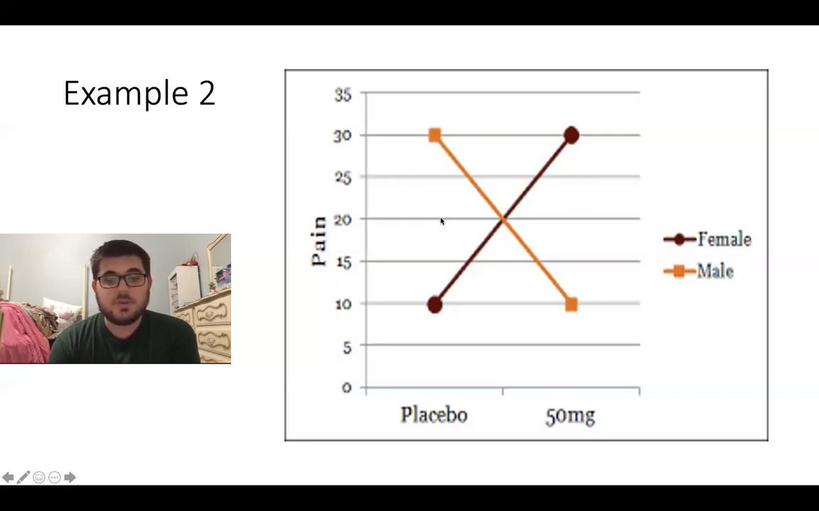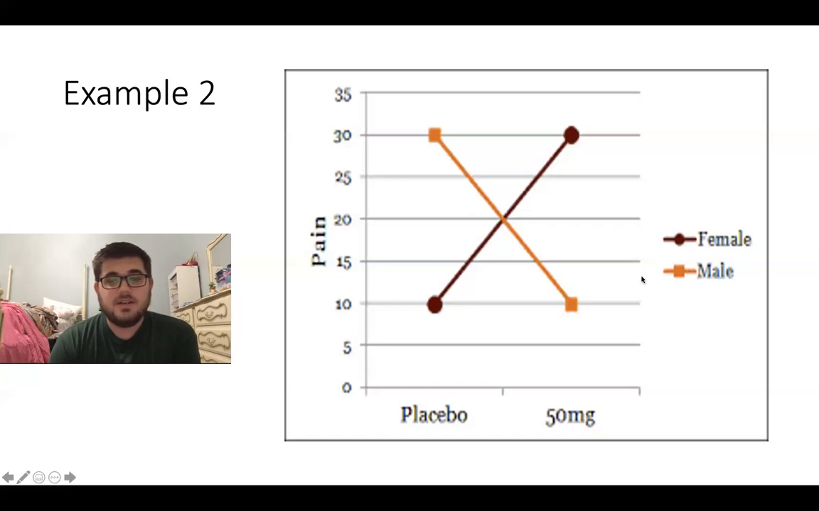Overall, in the placebo group, there's an average of about 20 when you average over women and men, because we're talking about a main effect of placebo versus 50 milligram. Do the same thing in the 50 milligram group, and you still get a 20. Women report a 30, men report a 10. Average those together, you get 20. 20 versus 20, that's no difference at all. So there's no main effect of placebo versus 50 milligram. And the key to understanding that is realizing that you're averaging over the other factor. Let's ask, is there a main effect of men versus women?